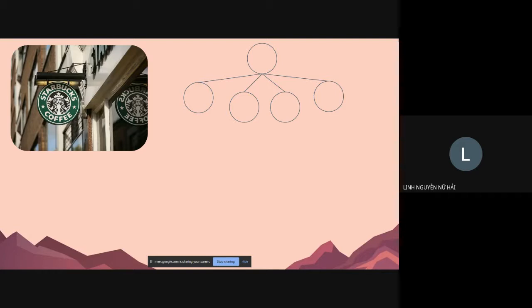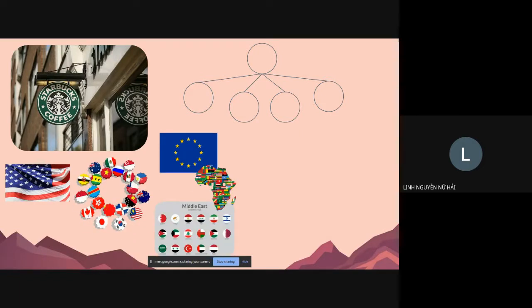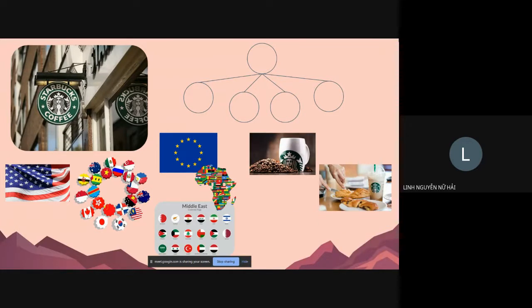With geographic-based division, they divide it into three regional divisions for the global market: 1, America; 2, China and Asia Pacific; 3, Europe, Middle East, and Africa. And with the product base, Starbucks has product-based divisions in its organizational structure to address product lines. For example, the company has a division for coffee and related products, another division for baked goods, and another division for merchandise like mugs. This is how a matrix structure operates.